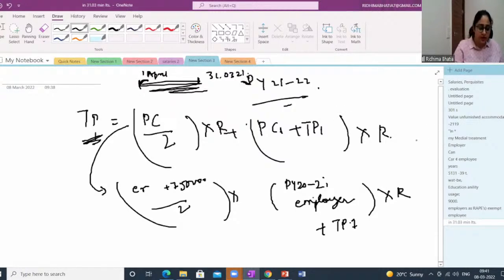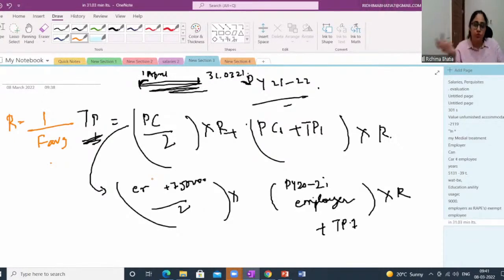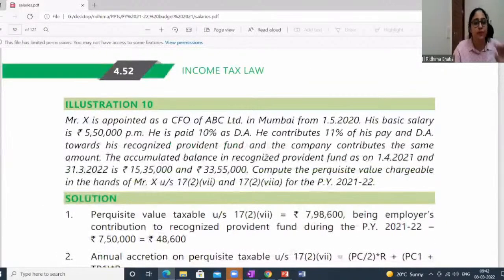What is the R factor? I know this is confusing, do not worry. When we do the question, you will understand. R factor is I upon FAVG, which is simple. I is the interest received during the year, which would simply be closing balance minus opening balance minus the contribution during the year. And FAVG is the average of the opening balance and the closing balance of the PF, calculated by dividing by 2. So let's do this in the question. Do not worry, we'll do it simple.